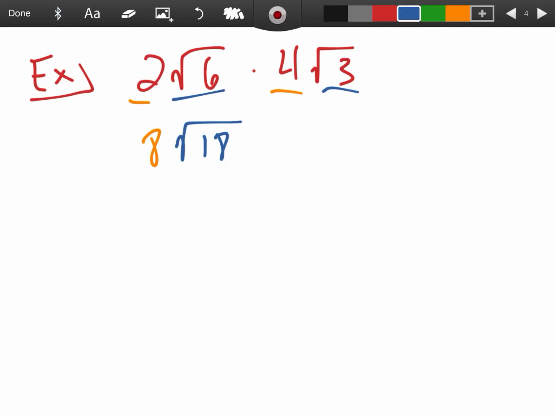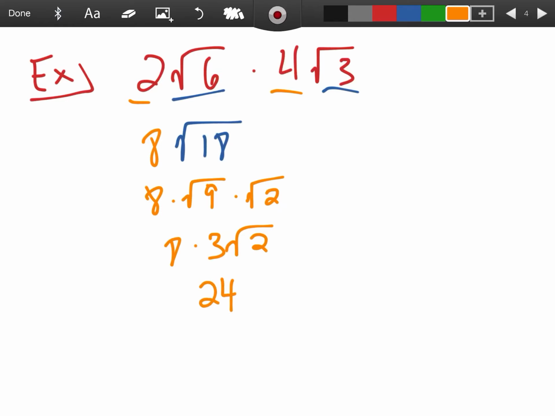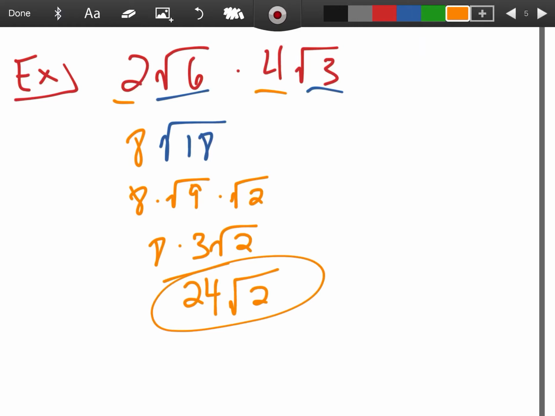All right, square root of 18, we think about, okay, what numbers go into that that might be a perfect square? And we can see 9 is one of them. So we've got 8 times the square root of 9 times the square root of 2. That's 8 times 3 root 2, which gives us 24 square root of 2. So that is our final answer there.